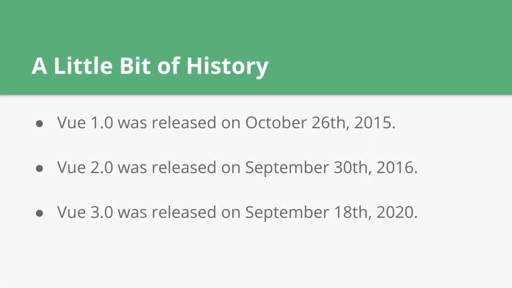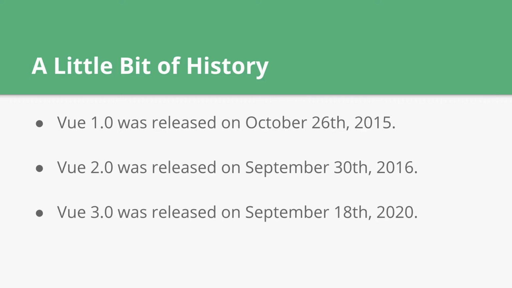All right, so in this quick lesson, we'll talk about the history of Vue, as well as some new features that were introduced in its latest version, 3.0. The first major version of Vue, 1.0, was released on October 26, 2015. So the framework itself is over half a decade old, and that is good news.